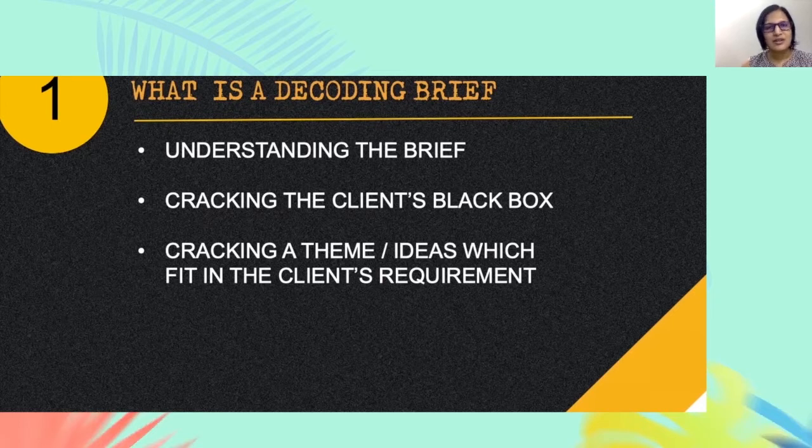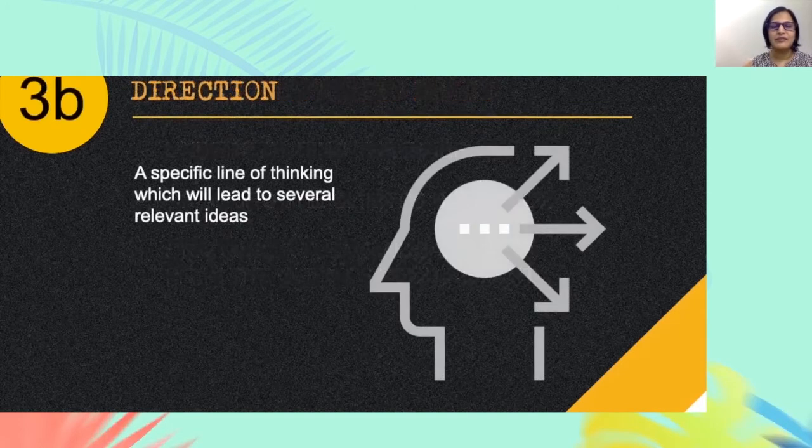If you have understood this, let's move on and look at what happens after you decode the brief. Once you decode the brief, you will get a direction to think. I told you earlier that a direction to think means there is a way in which your mind will start thinking. For example, there is a company that says we want to do a 50-year-old celebration, like we have completed 50 years and want to celebrate it.